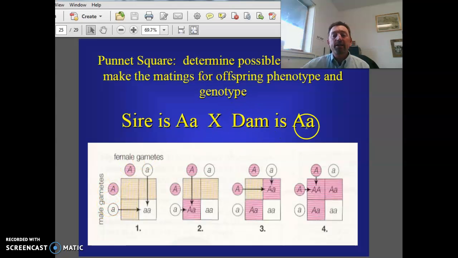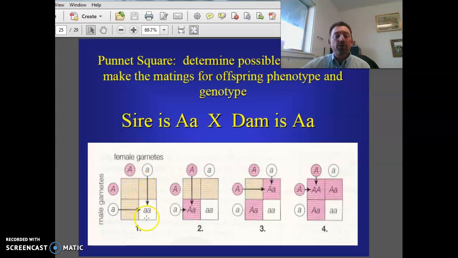On our dam, she has the exact same genotype, which means that she has a large A for black and a small a for red. And when we set up her gametes, she also has two, a large A which goes here and a recessive a that goes there. When we start filling out this chart, all we do is simply match them up.